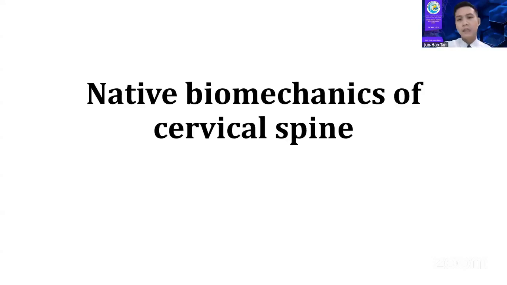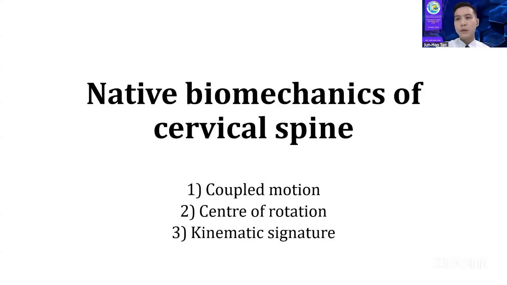So we first talk about the native biomechanical concepts of the cervical spine. Of course, this is a non-exhaustive list, but I think that these three concepts must be very well understood before we go into arthroplasty. First of all, we talk about coupled motion, then center of rotation, and finally kinematic signature. So first of all, what is coupled motion?